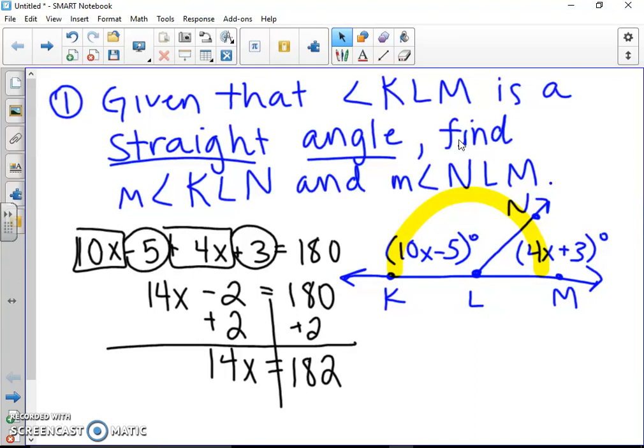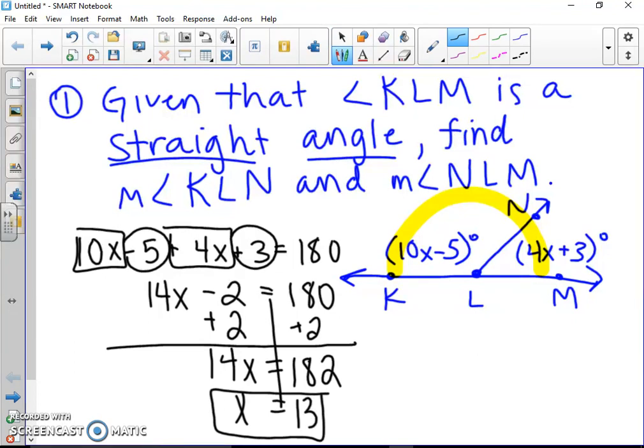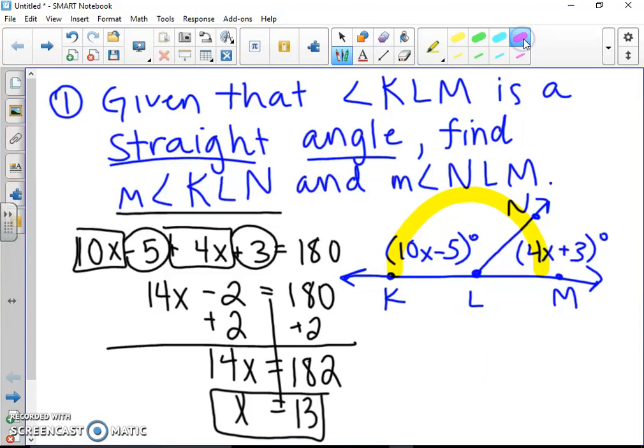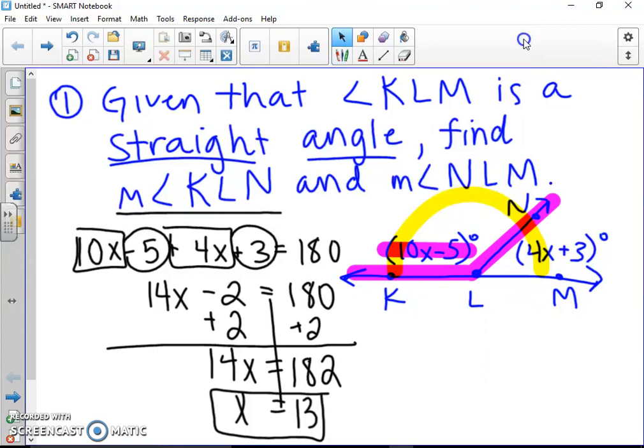And you should have gotten 13. Yeah, I just had to check in my calculator. X equals 13. So that's really nice, but that's not what it's asking for us. Measure of KLN. So let's look at it. Well, KLN is that angle. So that's 10x minus 5. So we need to plug that in.